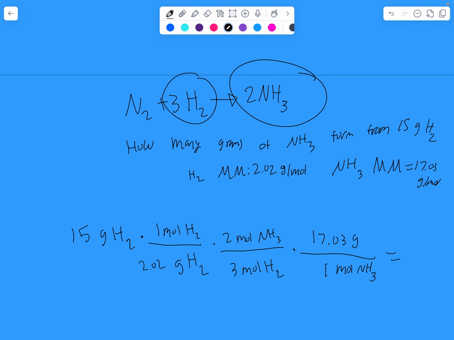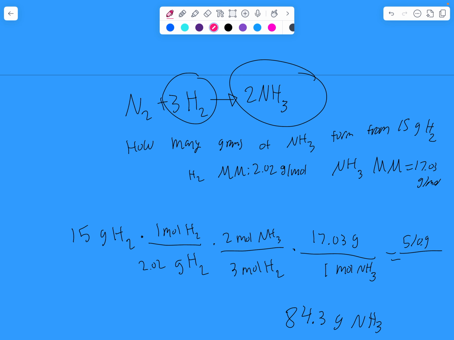Now, when I plug all of this into a calculator, you multiply all the numerators first. You do 15 times 2 times 17.03. You're going to get 510.9 in the numerator, and I'll get to the units at the end. And then 2.02 times 3, which is 6.06. So if you do the math, you would get about 84.3 grams, considering your sig figs, of course. 84.3 grams of NH3. And I know that I did this right. I'm going to tell you how.